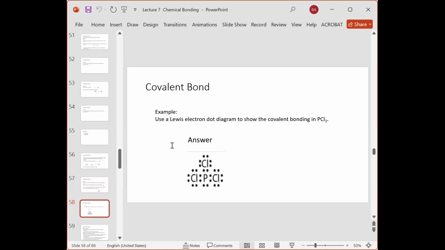Use the electron dot diagram to illustrate the covalent bonding of phosphorus trichloride. Sorry, phosphorus trichloride. So the phosphorus is there. You see that it needs how many? 3 electrons. It needs 3 more electrons. So then it has to get chlorine, 3 of them, and they will come and bond with the phosphorus in the middle. And then it can satisfy its octet.